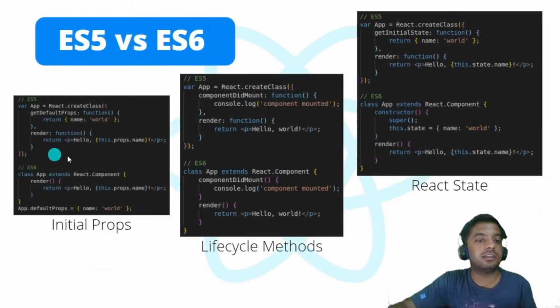Another difference is in terms of initial props. With ES5, the default props are passed using getDefaultProps and then a function. This function returns the default props. But now we can directly use .defaultProps on the class name, which will give us an object containing all the default props.